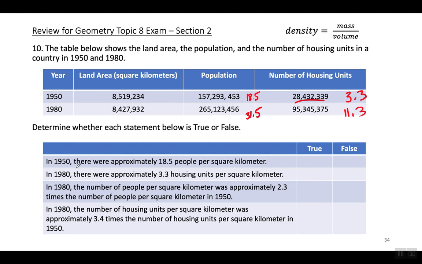Okay, so question 1. In 1950, there were approximately 18.5 people per square kilometer. That would be true, because that's the number I have right there, 18.5 people per square kilometer. Answer number 2. In 1980, there were approximately 3.3 housing units per square kilometer. Housing units. All right, so no, in 1980, the number of housing units per square kilometer is 11.3. So that would be false.